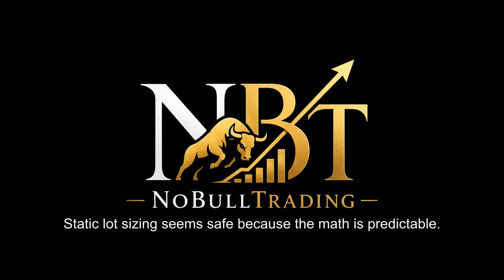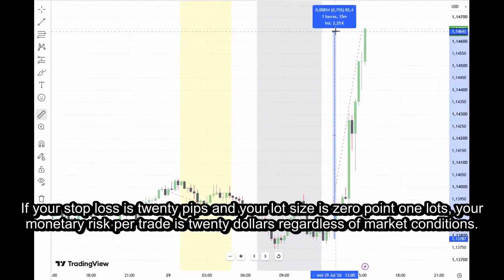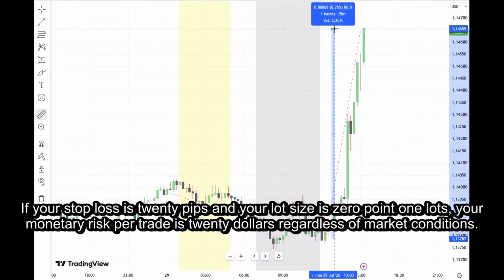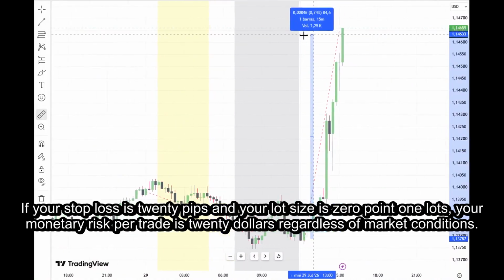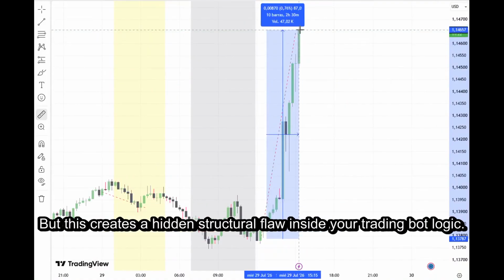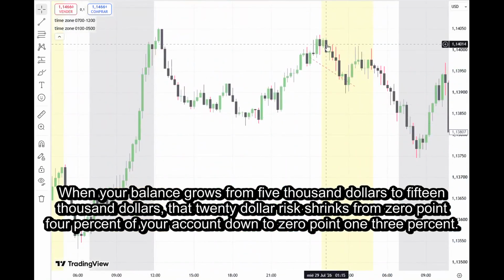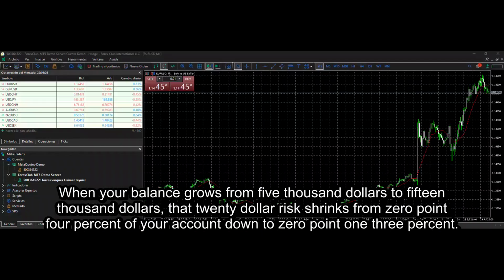Static lot sizing seems safe because the math is predictable. If your stop loss is 20 pips and your lot size is 0.1 lots, your monetary risk per trade is $20 regardless of market conditions. But this creates a hidden structural flaw inside your trading bot logic. When your balance grows from $5,000 to $15,000, that $20 risk shrinks from 0.4% of your account down to 0.13%.